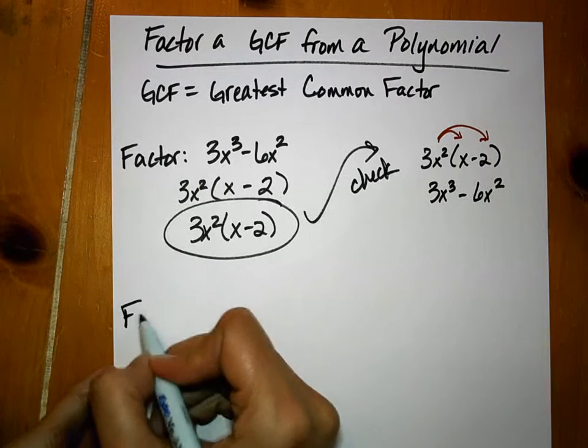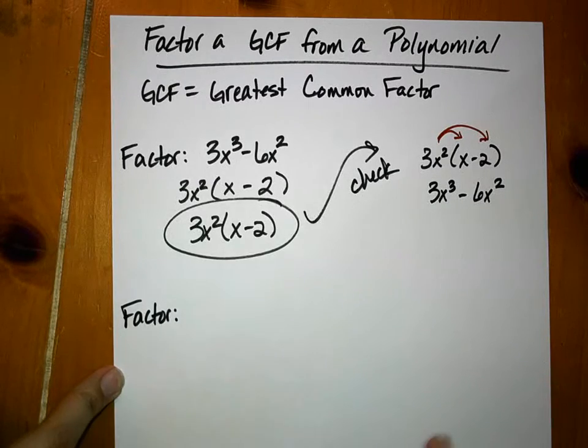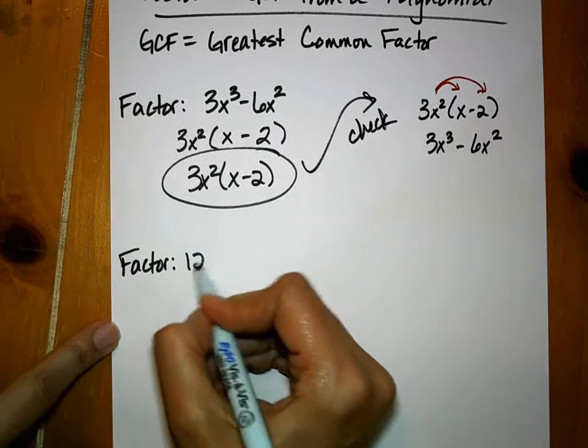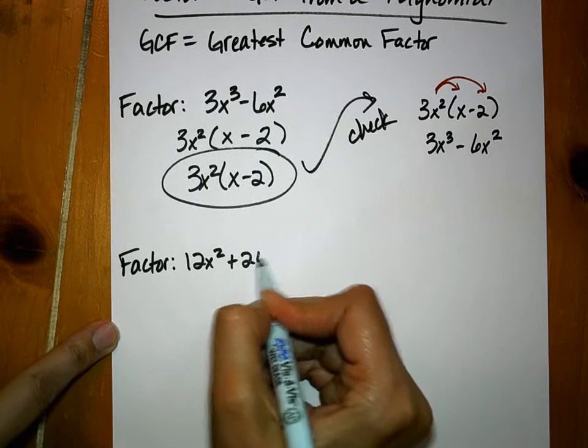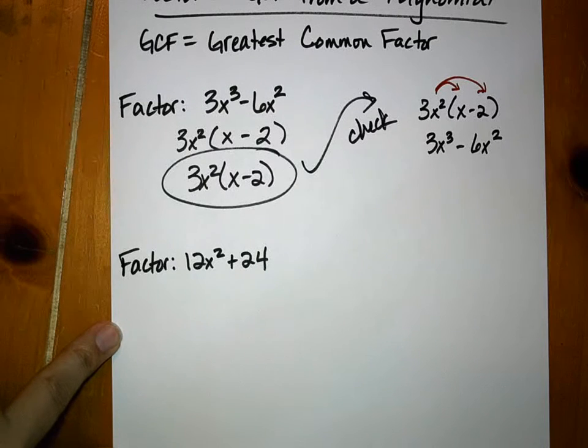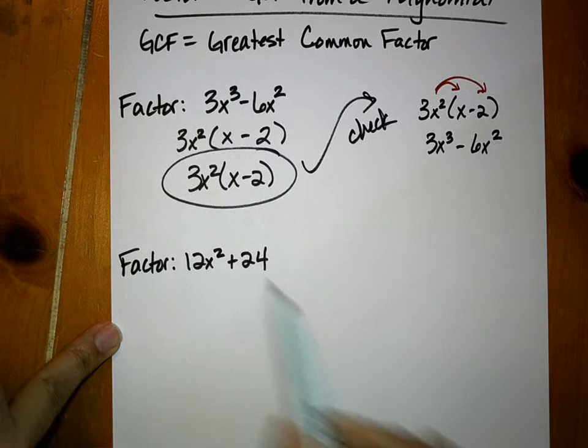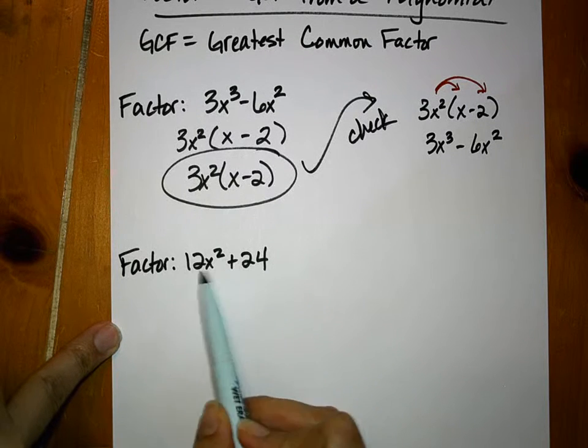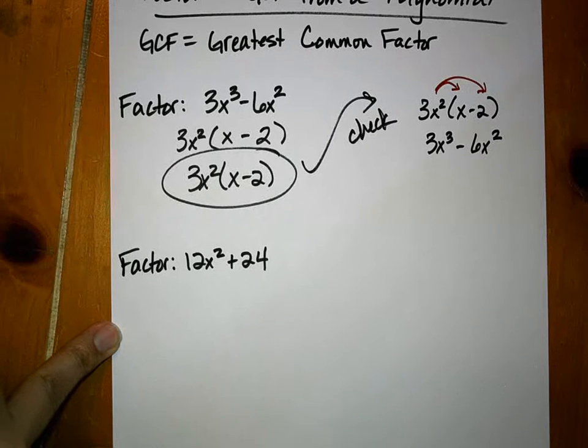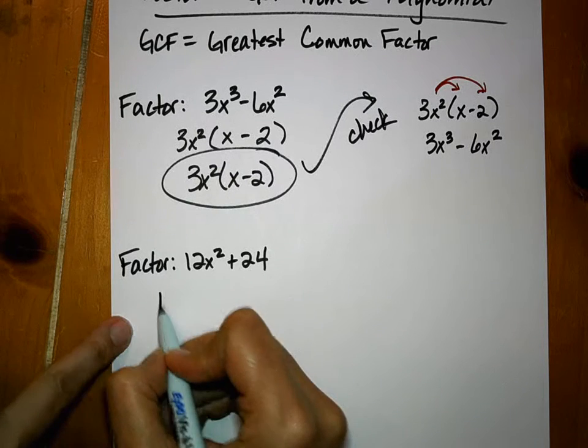Let's try another one. Looking at the two terms, you have to figure out what the GCF is. This one's slightly easier than the other one because there's no variables on our second term, so we're really only worried about the numbers. The GCF between 12 and 24. The largest common factor you could divide out would be a 12.